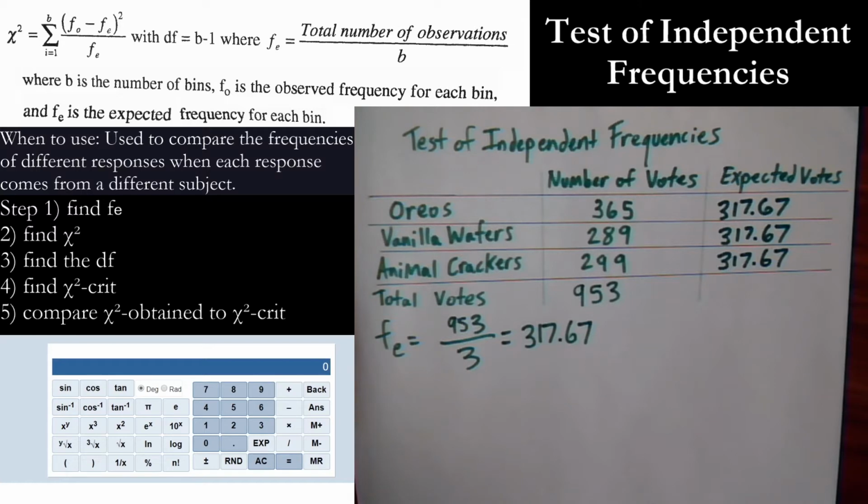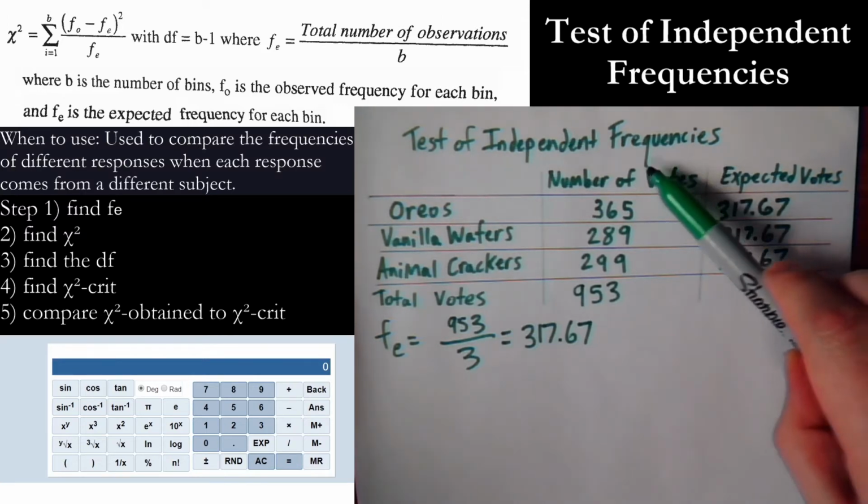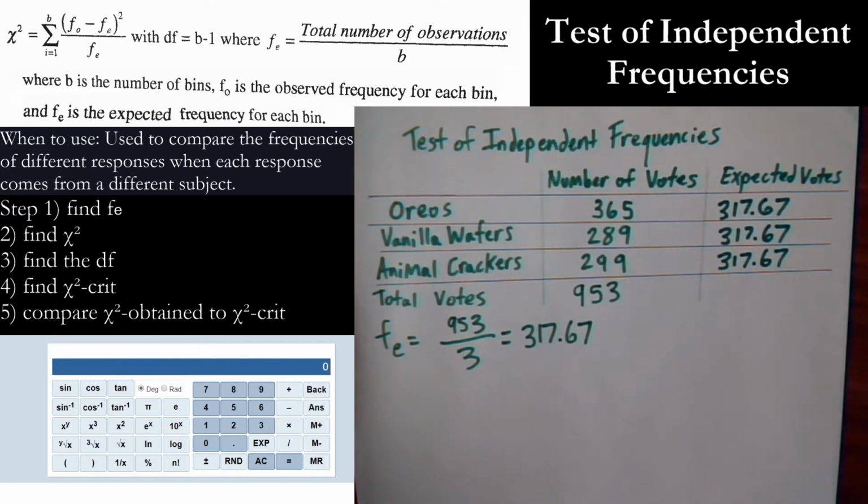Next, we need to find chi-square. The formula for chi-square is on your screen. In order to calculate chi-square, we need to use the f sub o and the f sub e for each of the three different bins. F sub o stands for observed frequency, which refers to the number of votes that each of the bins actually received.